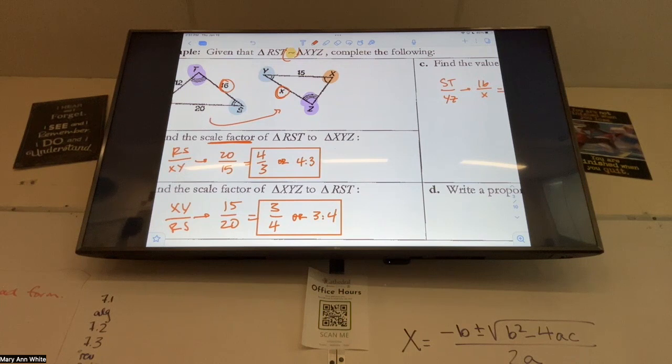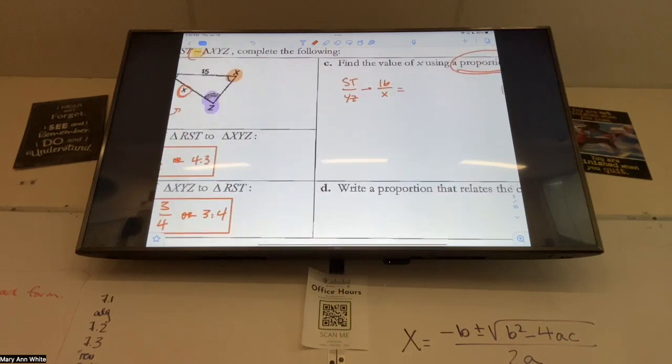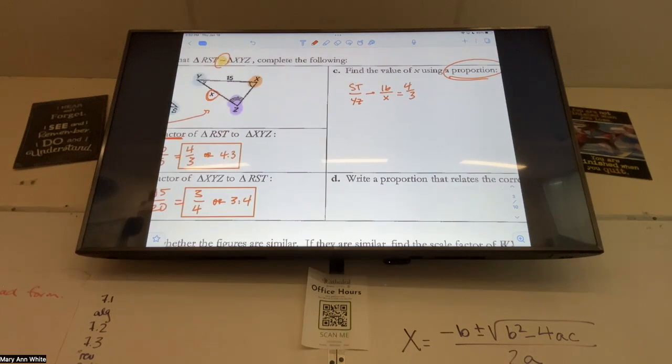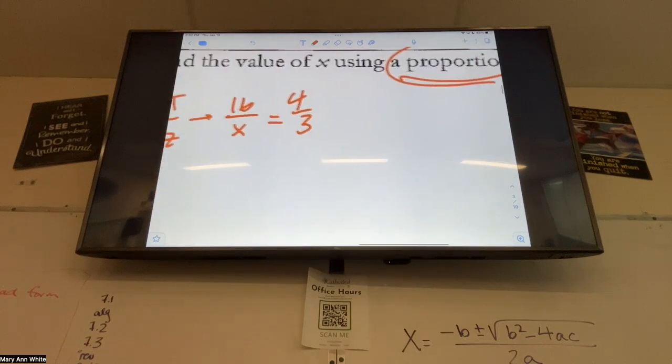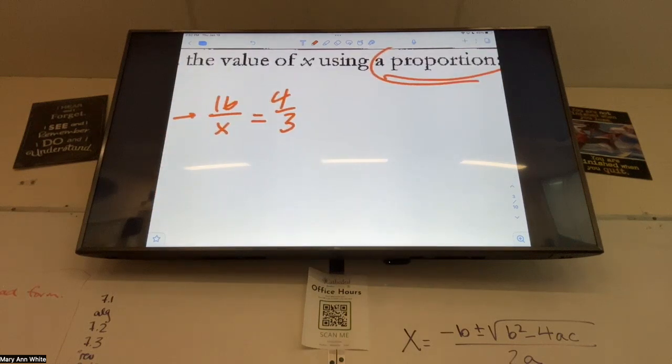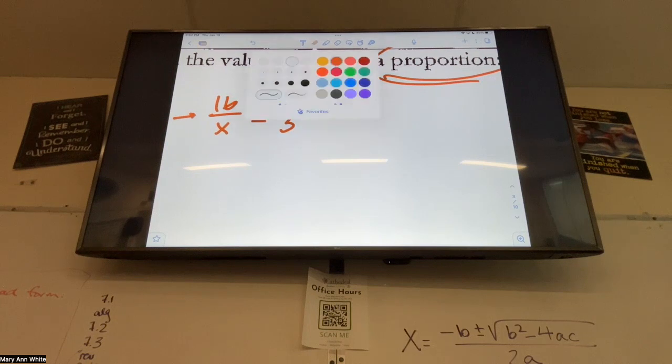Because I started with the same triangle for the 4 over 3, I'm going to set it equal to that. You can think about using that 3 over 4, but that's going from the XY first to the RST, so you'd have to flip the fraction that we made. I now have a nice little equation, 16 over X equals 4 over 3. Can you solve that? Do it.